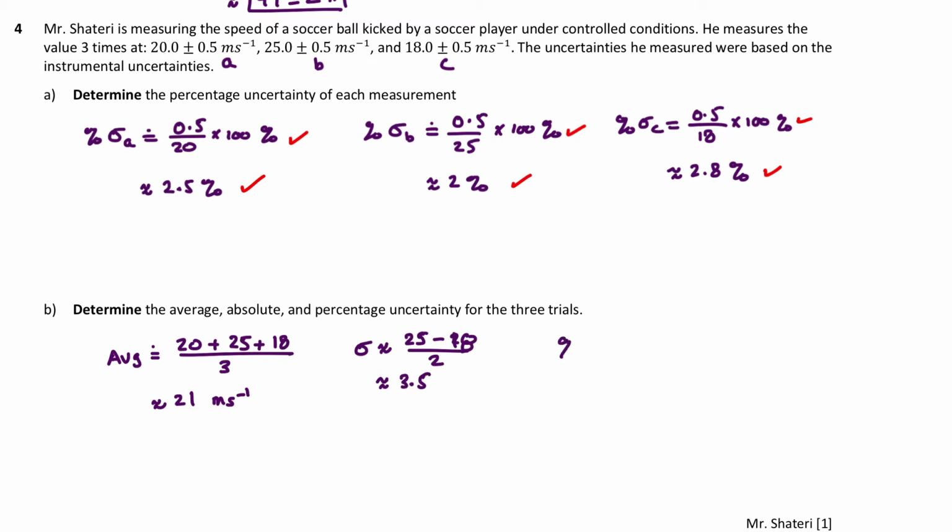And my percentage uncertainty is going to equal 3.5 divided by 21 times 100%. And that would be approximately 17%. So given all of these, I will also make sure I have the units here. My measurement would be 21 plus or minus 4 meters per second with uncertainty of 17%. And the reason why I have this plus or minus 4 is because the uncertainty needs to be rounded to one significant figure.